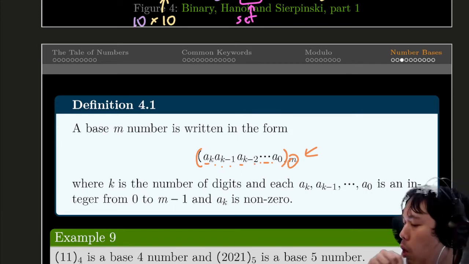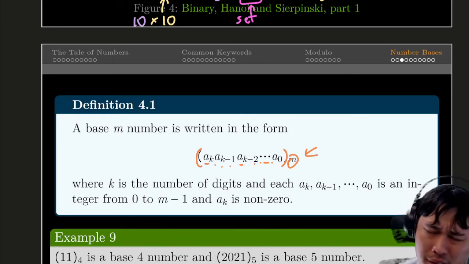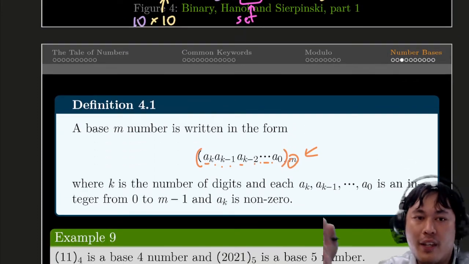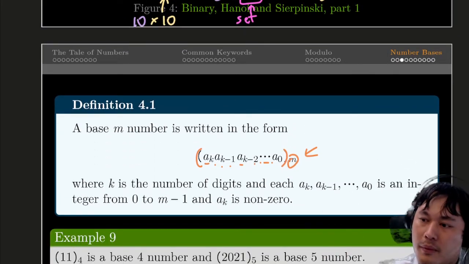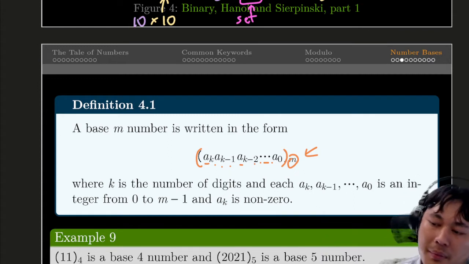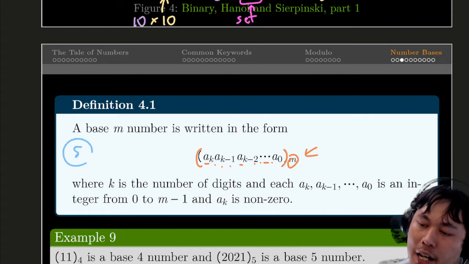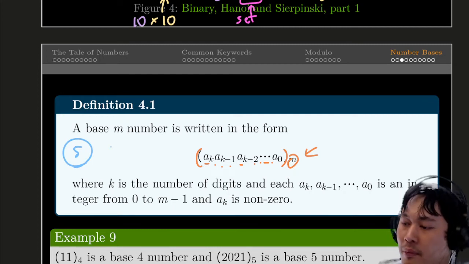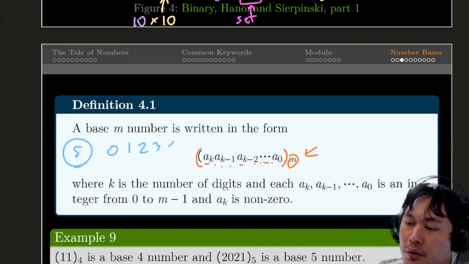And for those digits, there's one restriction though. For each base, for base 10, there are 10 different digits: 0, 1, 2, 3, 4, 5, 6, 7, 8, 9. That means for, let's say, base 5, there should only be 5 digits. Maybe like 0, 1, 2, 3, 4.